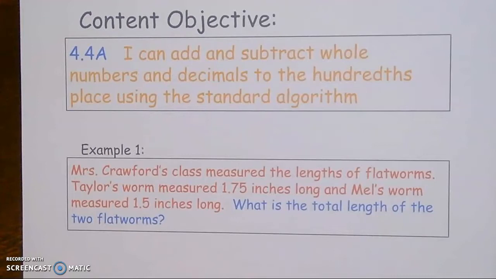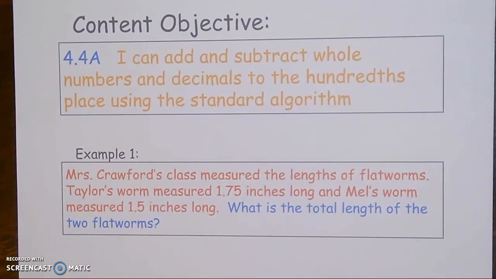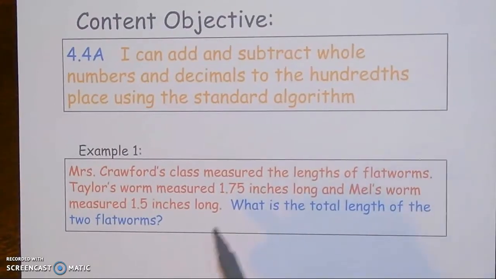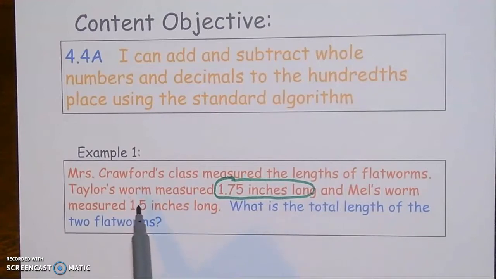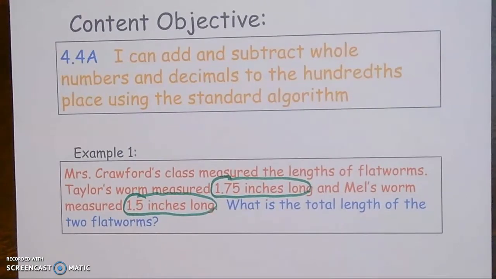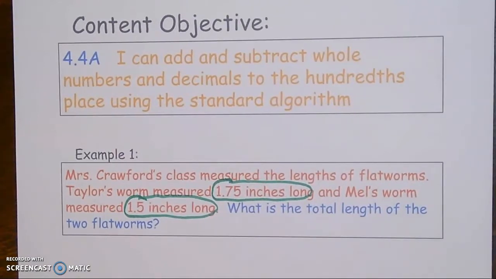All right, so let's look at the information from the story. Remember, when we do problem solving stories, we always want to look for the important information from the story. So I know that I'm going to need the number 1 7/75 inches long, so I'm going to circle that. And I'm also going to need the number 1 5/10 inches long. I'm going to circle that. I know I'm going to need both of those numbers because they both have to do with the lengths of the worms, and that is what our question is asking us to find out.